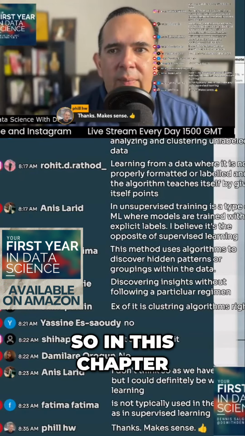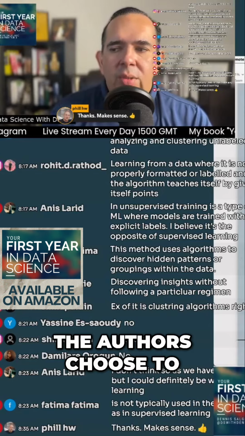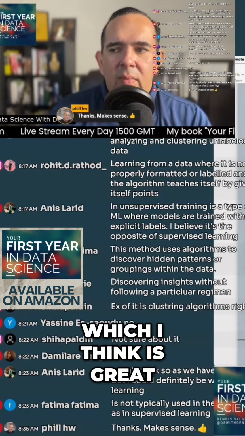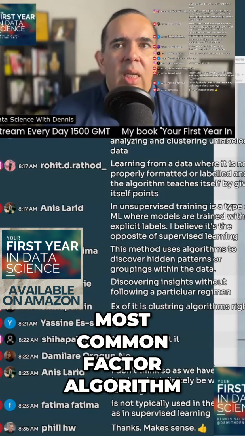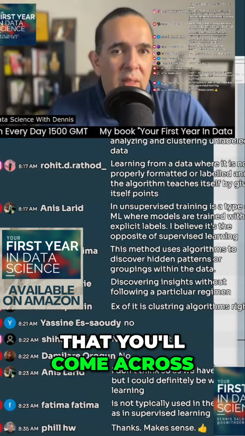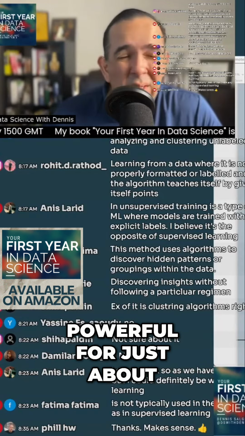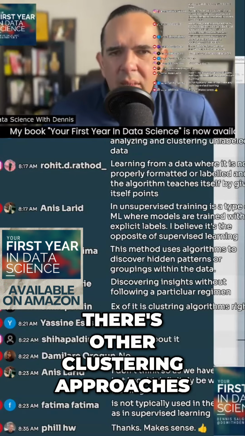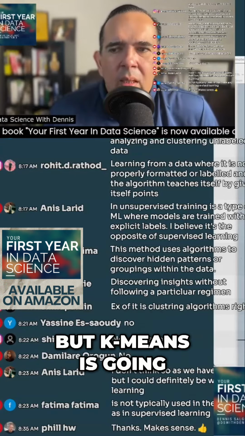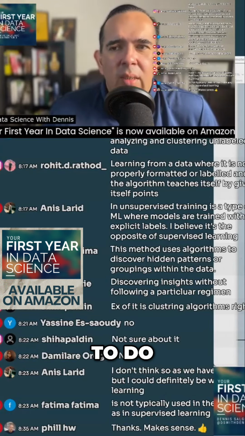So in this chapter, the authors choose to focus on k-means, which I think is great. K-means is definitely the most common clustering algorithm that you'll come across, right? Because k-means is pretty powerful for just about every instance out there of data. You'll find others. There are other clustering approaches, but k-means is going to get you pretty far for most of the things that you need to do. Okay.